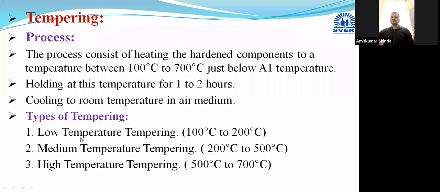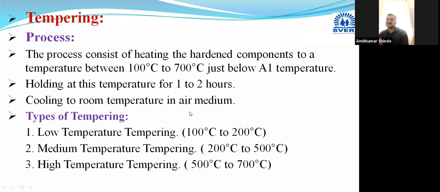Now, during this low temperature tempering, whichever martensite is there will break. It will break, and that martensite will form low carbon martensite or tempered martensite, plus some carbides will be formed. Those carbides are termed transition carbides.